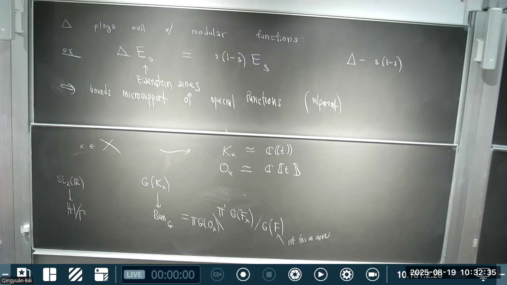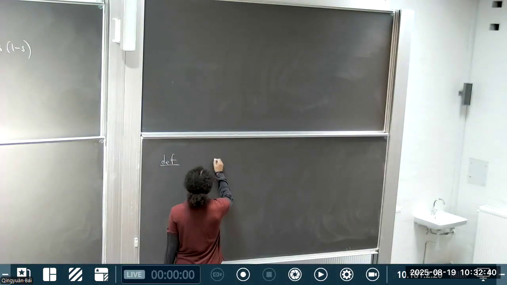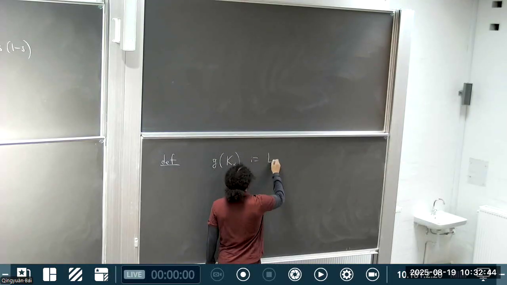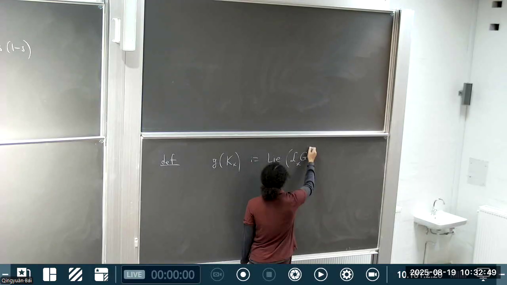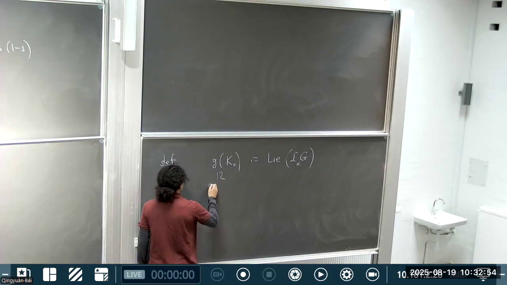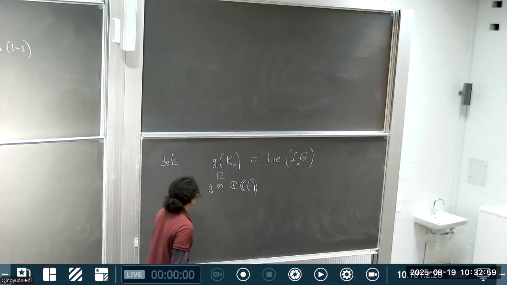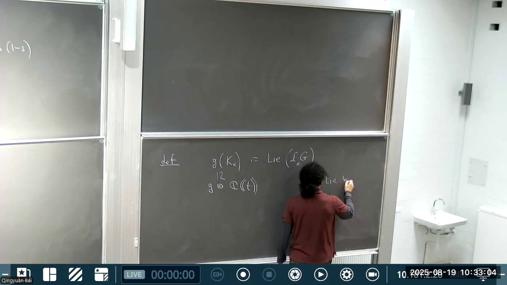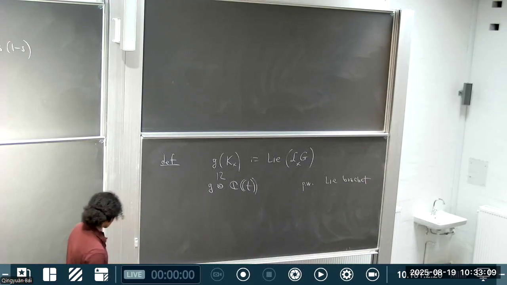Okay, so here's just a definition. G of kx, that's just the Lie algebra of this loop group. And concretely, it just looks like G tensor with the Laurent series, with the point-wise Lie bracket.